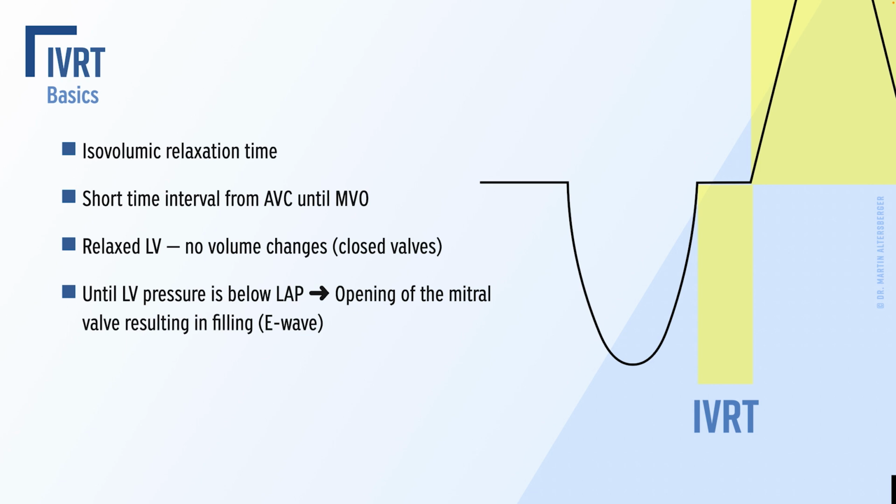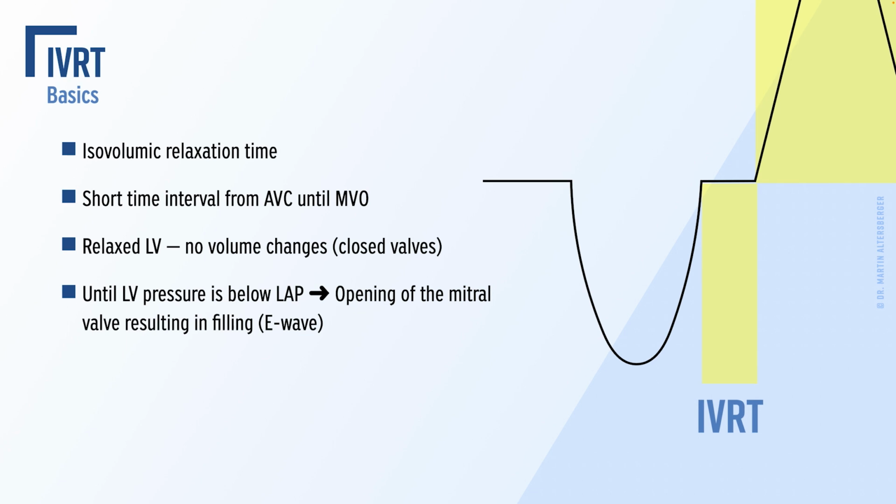So diastole are several parts, and we start with the IVRT, the isovolumic relaxation time. You see it displayed in this slide, and this is a short time interval from aortic valve closure. We saw the aortic valve closing, that's the start of diastole, until the mitral valve is opening. And in this case, in this IVRT, in this short time interval, the left ventricle is in a relaxed state. There are no real volume changes. The valves are closed, so both valves are closed. It's before mitral valve opening, and the aortic valve is already closed.